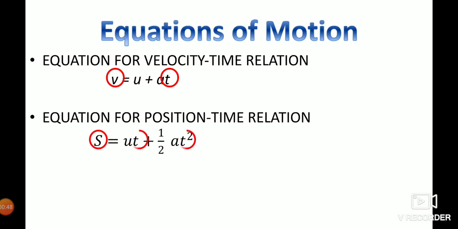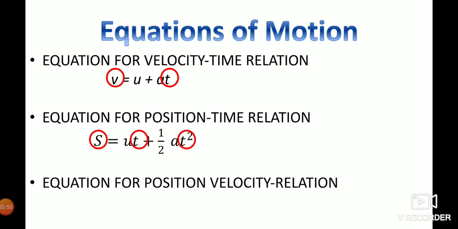Third equation of motion is called equation for position velocity relation, which is 2as equal to v square minus u square. Here, this is called position velocity relation because it has position and velocity in it.